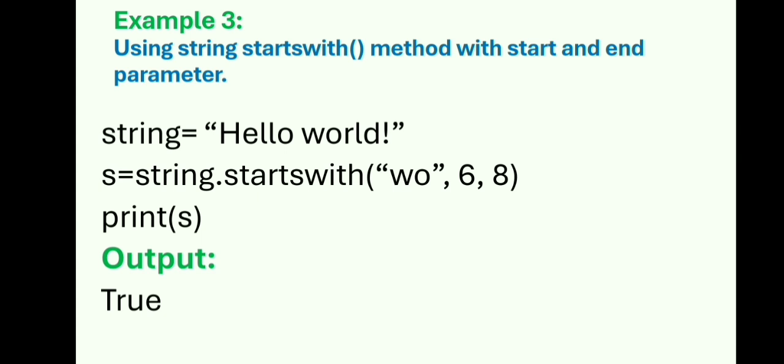The output of this example is true because the string begins with the substring wo within the range of the start value of 6 and the end value of 8. Here, searching starts at the index of 6. The index of the first character is 0. The end value is excluded while checking. The string startswith method returns true if the string begins with the substring passed to the method, otherwise it returns false.